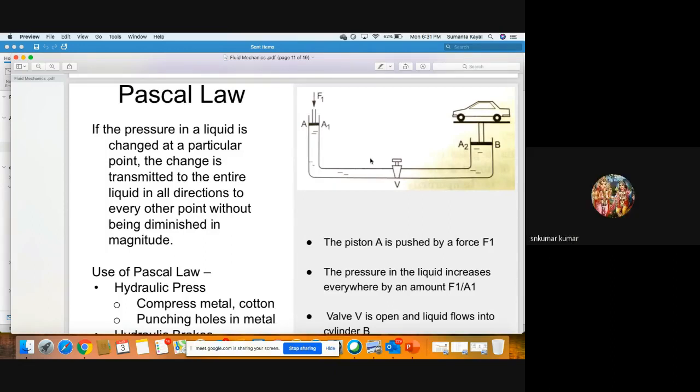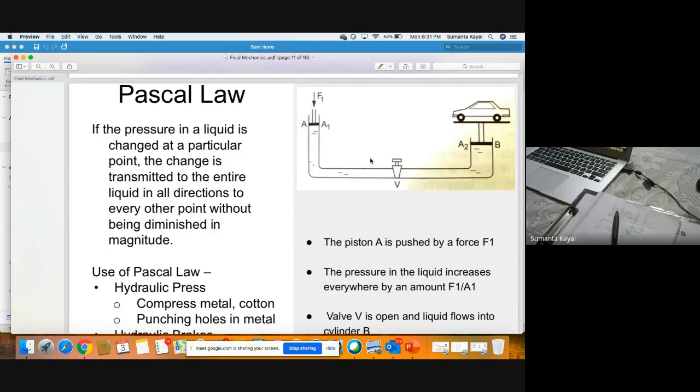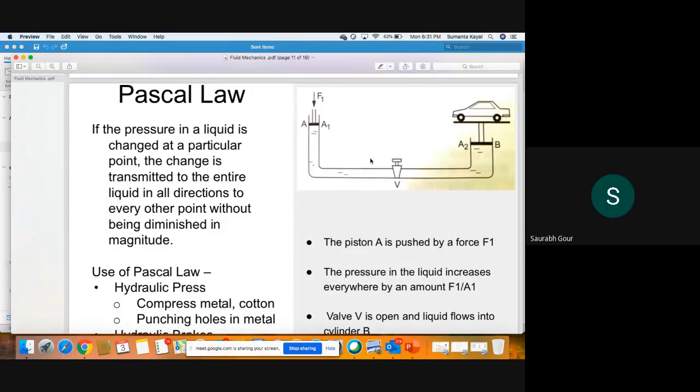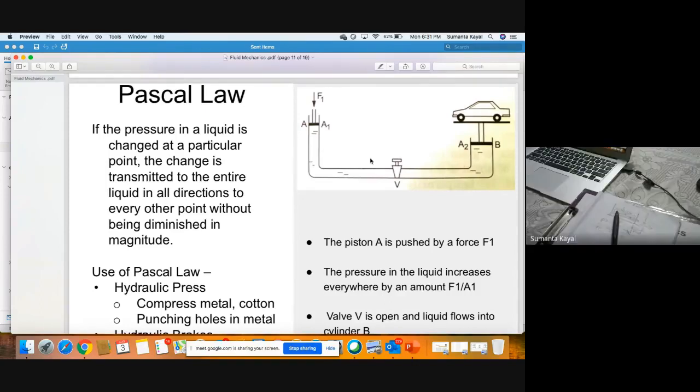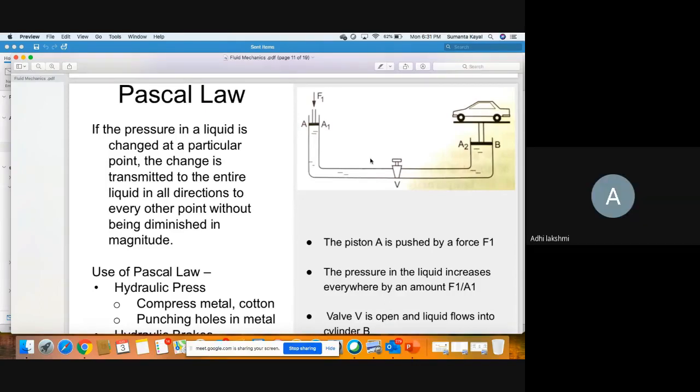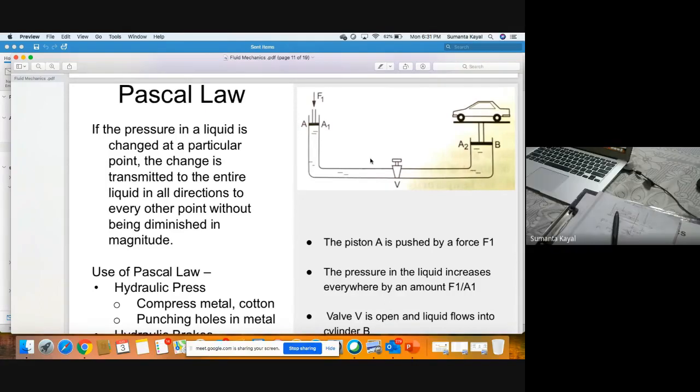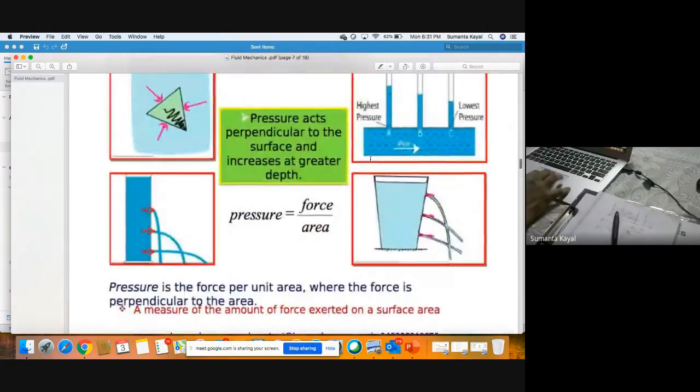Scalar, sir. Thank you. Right answer. But why is it scalar? Why? Did Pascal say so, or did I? Because it has only magnitude. But it has direction too. It is going in different directions. If you squeeze the ball, see, it has a direction. It is going in this direction, this direction, this direction.